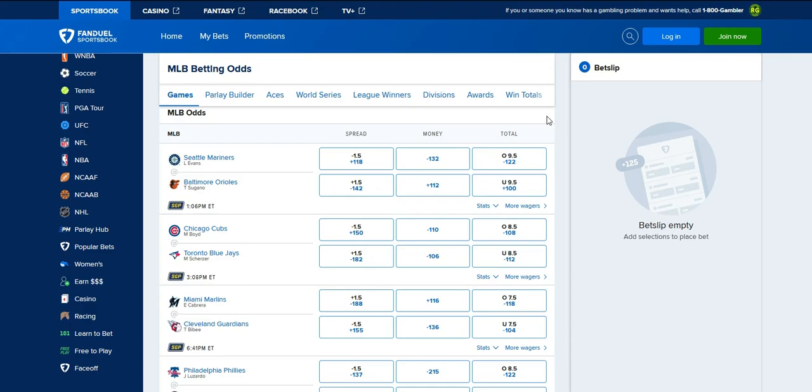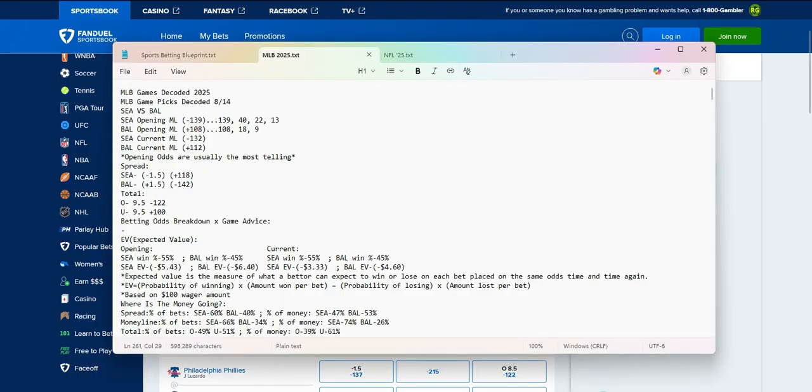In this one, we're going to go over the MLB for Thursday, August the 14th. As you can see, the opening odds are on the screen, and it is the same thing as in my notes, so we're just going to refer to the notes for now. Of course, these odds, the current odds, can change, but this is what we're going to go on here.